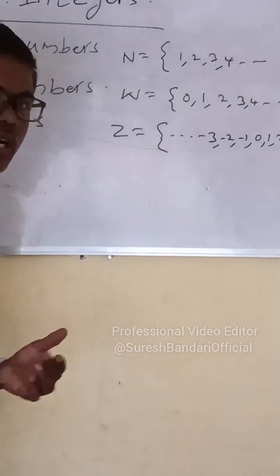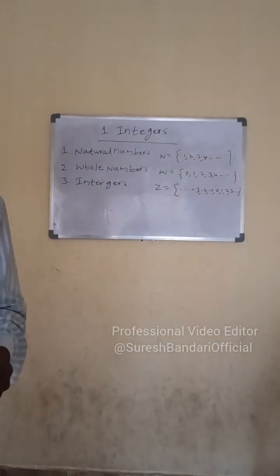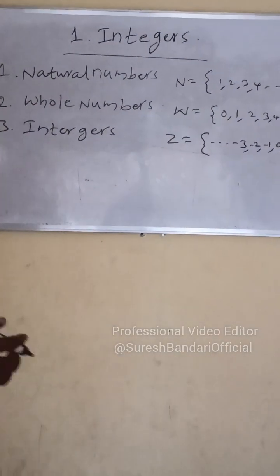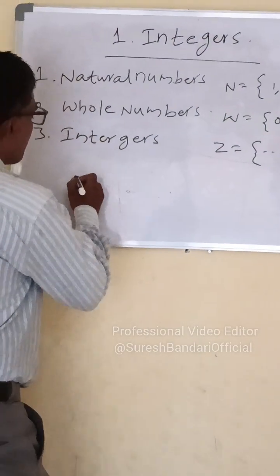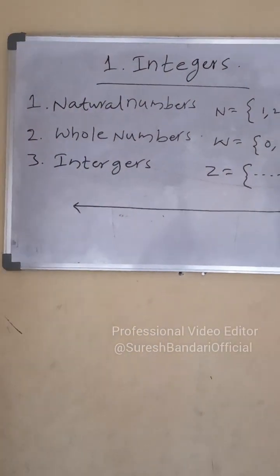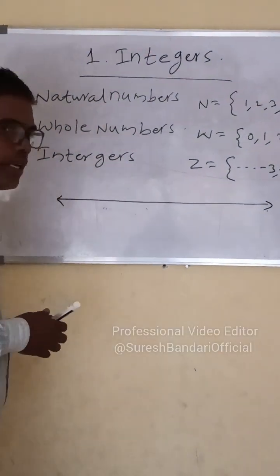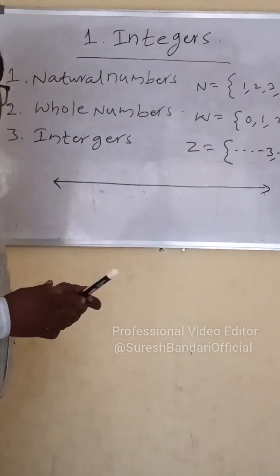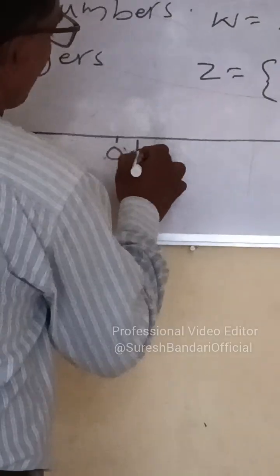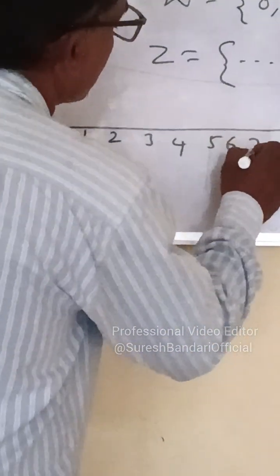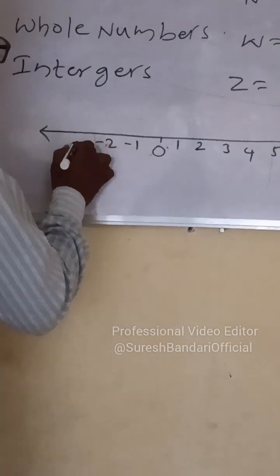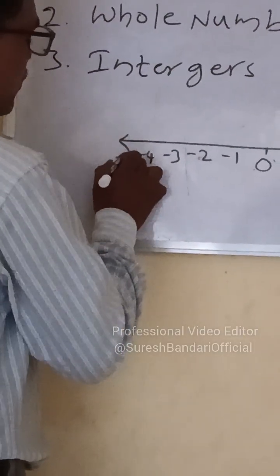So we are now discussing how to represent integers on the number line. Let us see one example. Here we are drawing the number line. In a number line, numbers are represented or denoted on a line. Some distances, okay. So here 0, 1, 2, 3, 4, 5, 6, 7, 8, and so on. On the left side at the same distance, -1, -2, -3, -4, -5 and so on.